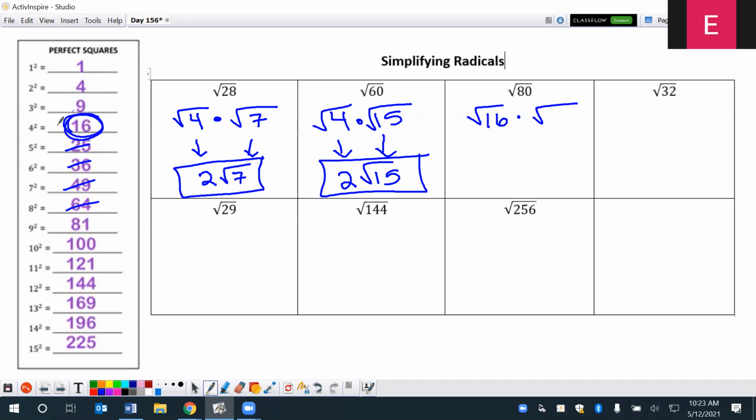16 goes first because it's from my list, times 5 gives me 80. 16 times 5 gives me 80. And so the square root of 16 is 4. 5 is not on the list, so it stays the same, square root of 5.